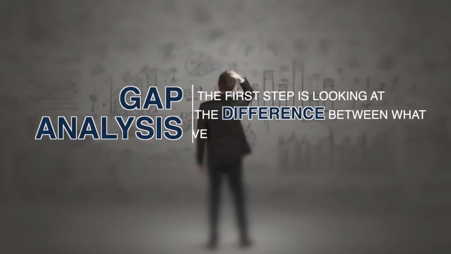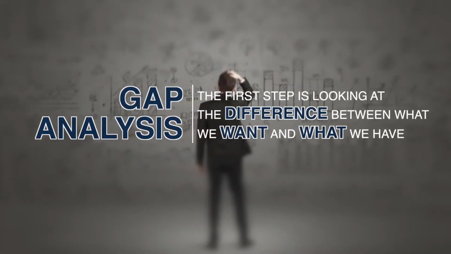Now, what is a gap analysis? The gap analysis is just simply the first step at looking at the difference between what we want and what we have. So there's dollars we want. That's what we want to spend in our retirement, going out and travel and everything else. And then there is income that's coming in, which is what we have. So let's use an example real quick.